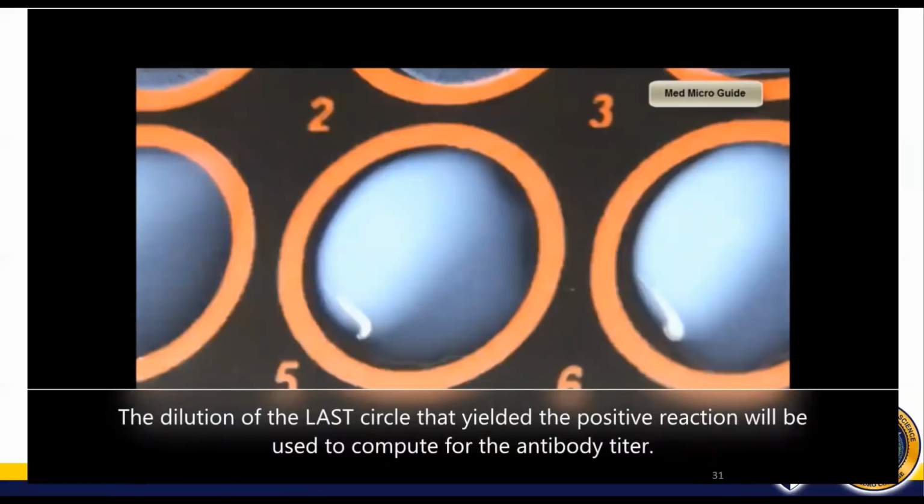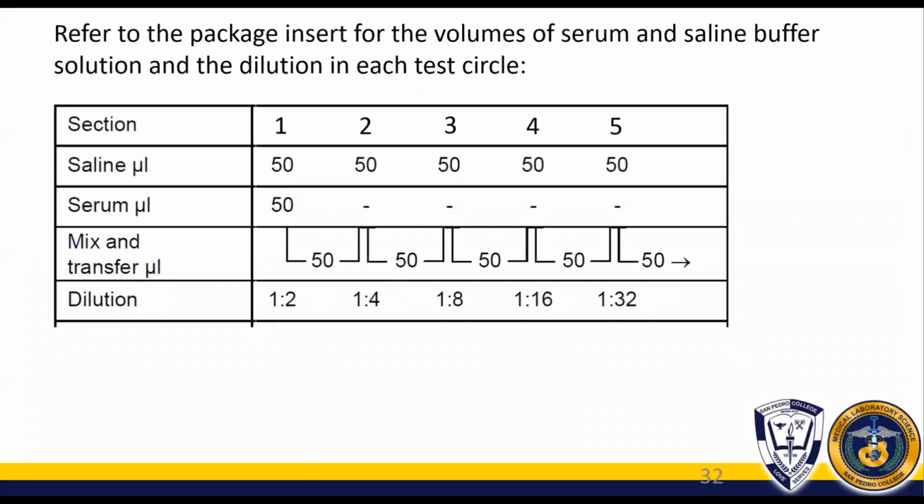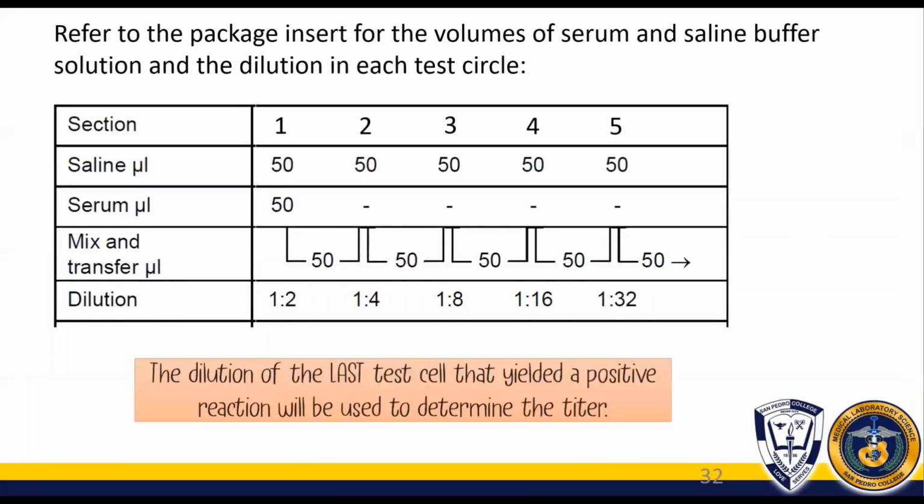Okay, so in this video, circles numbers 1, 2, and 3 yielded a positive reaction, whereas circles numbers 4, 5, and 6 yielded a negative reaction. So the dilution of the last circle that yielded a positive reaction will be used to compute for the antibody titer. Okay, so in the testing, it is circle 3.